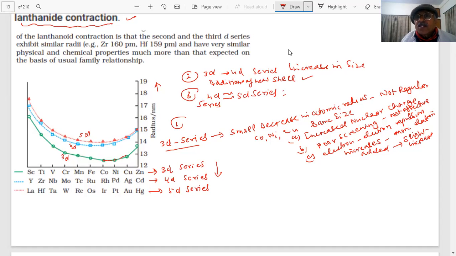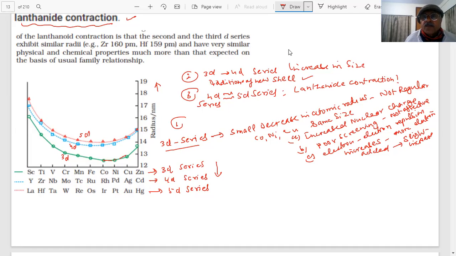So there's a contraction in size, which we call lanthanide contraction. Now the question is why. Do you have any idea what factor is responsible for lanthanide contraction? In the d orbital, we said that there was imperfect shielding of one electron by the other because electrons were entering the same d subshell. Therefore, the sizes were not increasing to that extent.